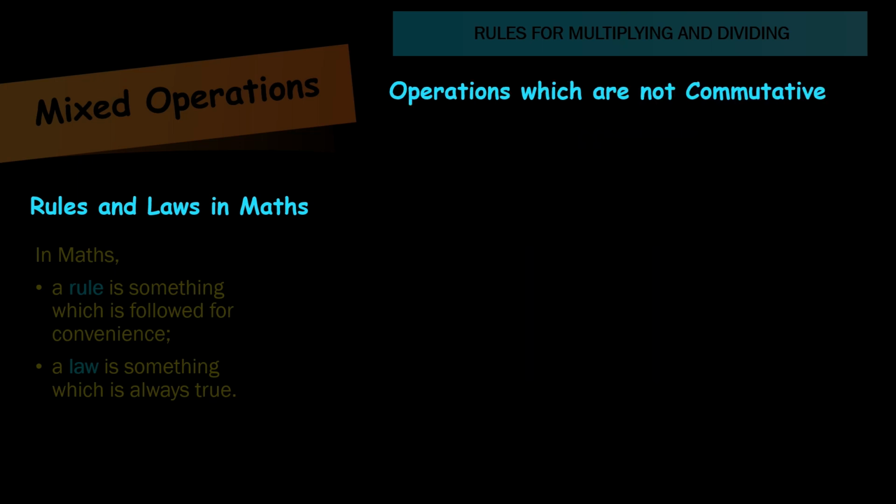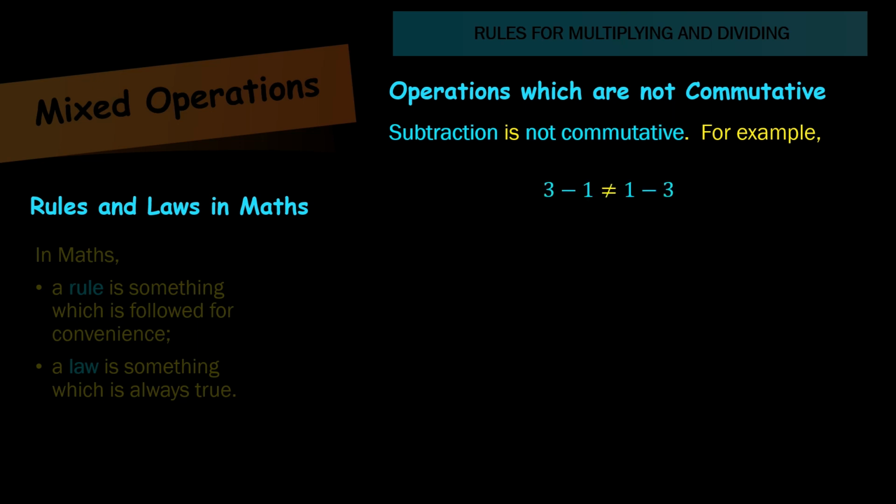There are operations which are not commutative. So for example, subtraction is not commutative. 3 minus 1, notice, is 2, and 1 minus 3 is minus 2. So 3 minus 1 does not equal 1 minus 3. Also, division is not commutative. For example, 3 divided by 4 does not equal 4 divided by 3.